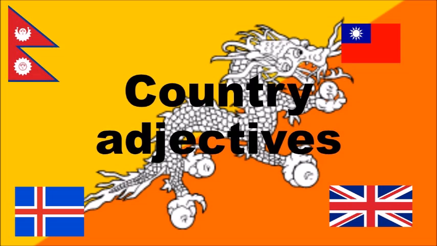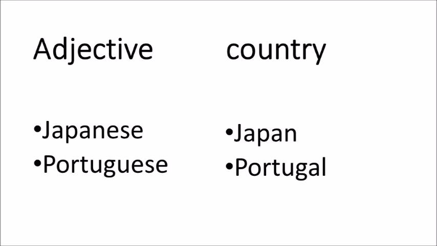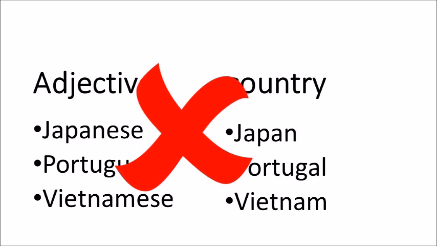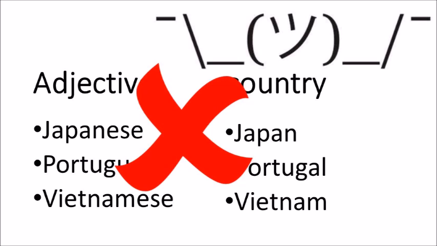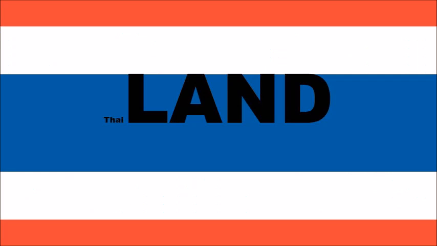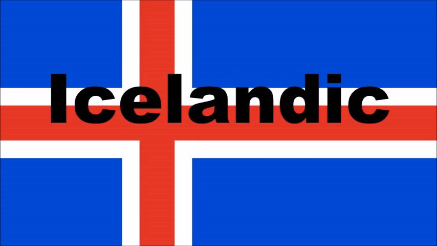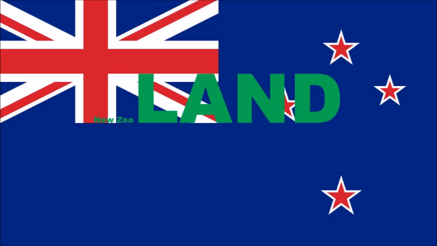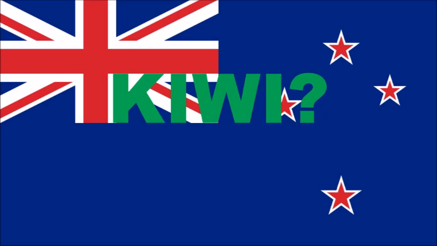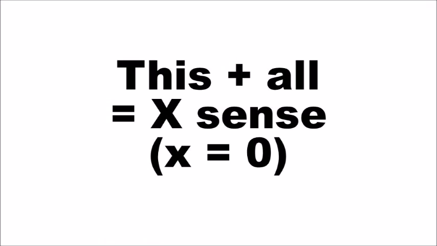Finally, country adjectives. The Japanese live in Japan, the Portuguese live in Portugal, and the Vietnamese live in Vietnam. So far so good, right? Wrong. The country adjective system in English makes no sense, and no one seems bothered by this in the slightest. The problem occurs with the word land. Obviously, England, we know, changes into English. But what about the others? Well, let's have a look. England, English. Poland, Polish. Scotland, Scottish. So far so good. Thailand, Thai. Iceland, Icelandic. Switzerland, Swiss. New Zealand, New Zealand? New Zealandish? Kiwi? What kind of sense does this all make? None. It's nonsense. Does anyone get upset about it?